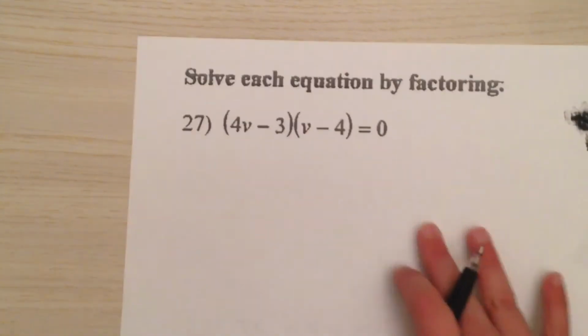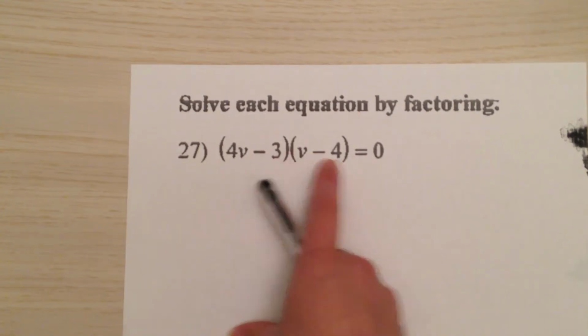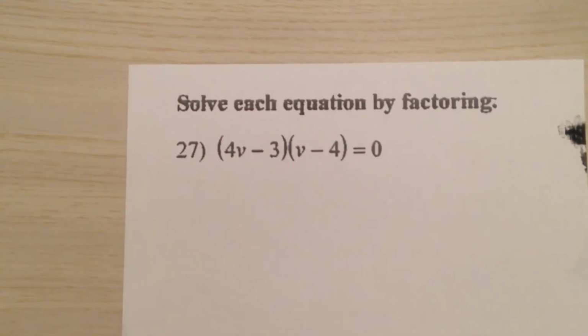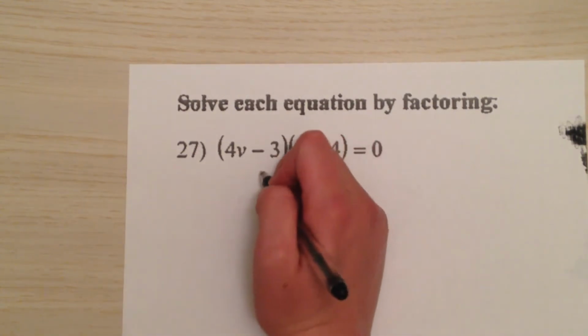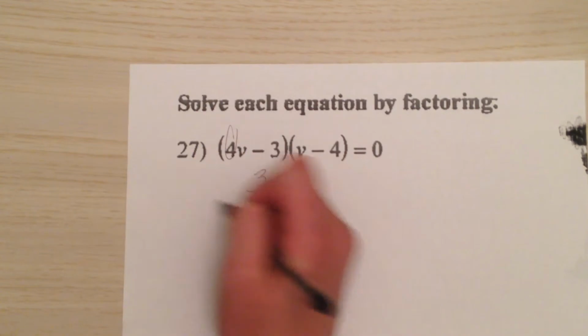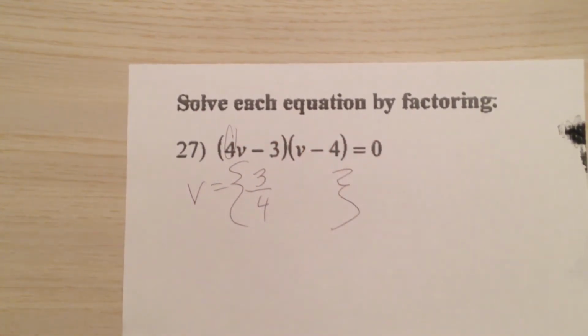Our next problem, that's not it. It's actually easier than that one. Look at it. We've got a factor and a factor equals 0. So solve each equation by factoring. All I have to do is switch my sign. So my negative 3 becomes positive 3, and my coefficient goes to the denominator. So this is v equals, and I put these nice little brackets, and there we go.